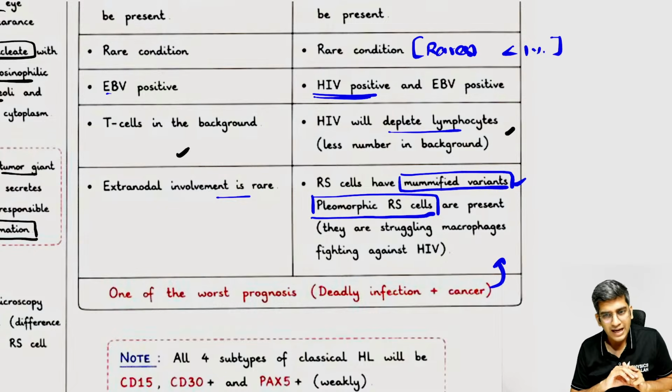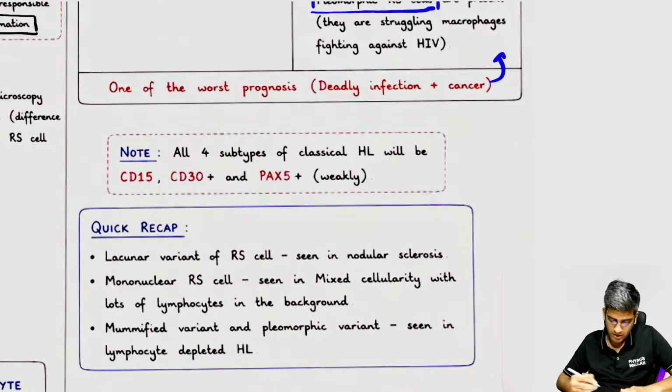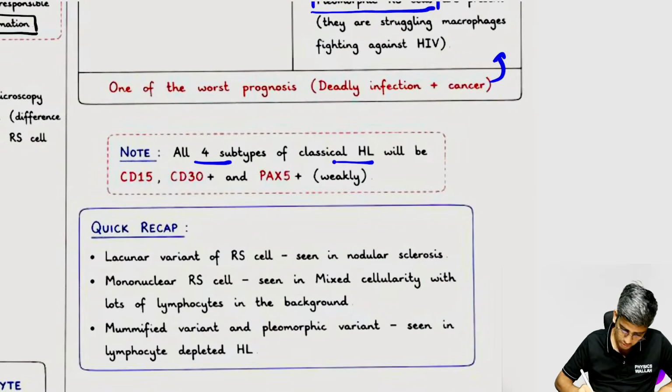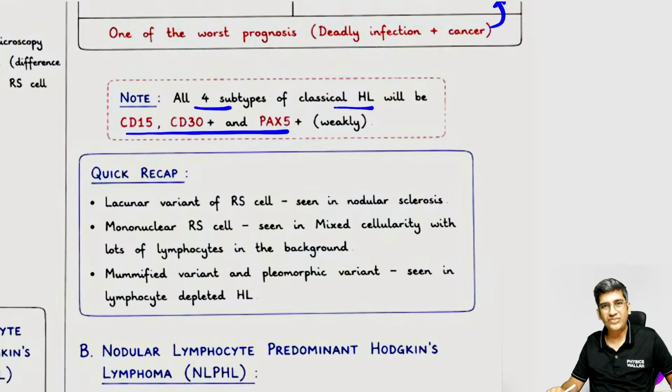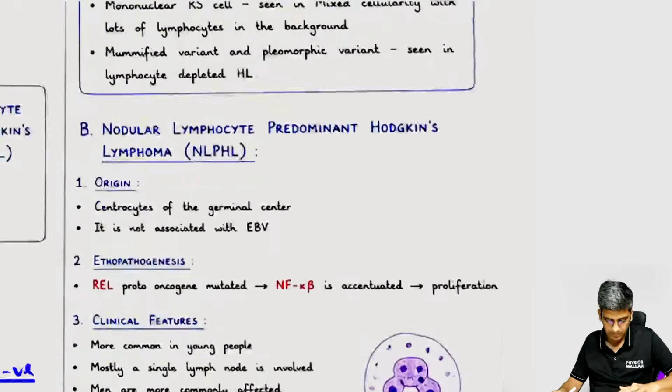Fine. Classical RS cells are seen in classical Hodgkin's lymphoma. All the 4 variants of classical Hodgkin's lymphoma will show classical RS cells. All the 4 subtypes of classical Hodgkin's lymphoma will have the same positivity: CD15 positive, CD30 positive, and PAX5 will be weak. Whatever we saw, lacunar variant same, mononuclear variant same, mummified variant same, pleomorphic variant same. It won't change at all. Fine. Now let's go to NLPHL.